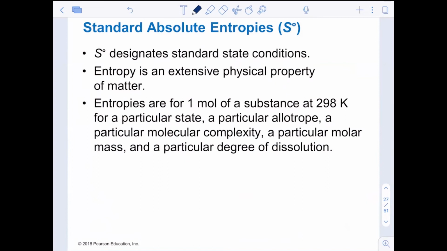The entropy is an extensive physical property of matter. And so entropies are for 1 mole of a substance at 298 K above absolute zero, right? And so for a particular state, an allotrope or a molecular complexity, for everything, these entropies are going to be listed on a table.